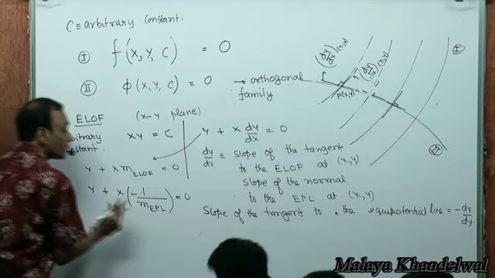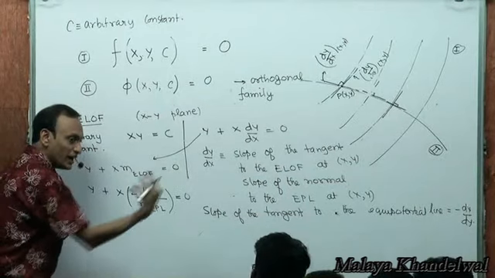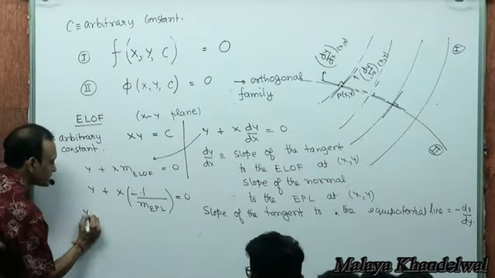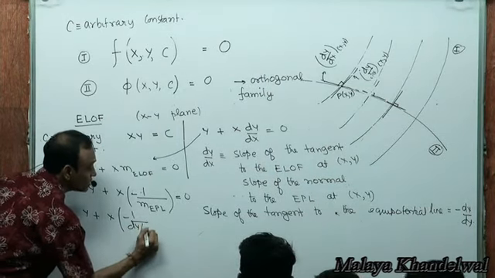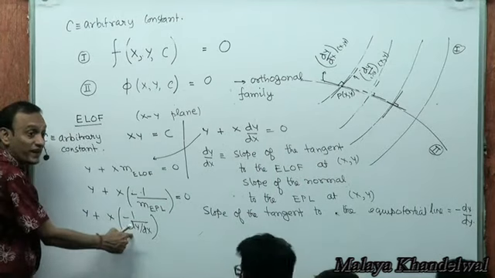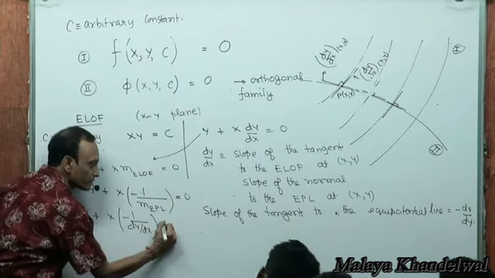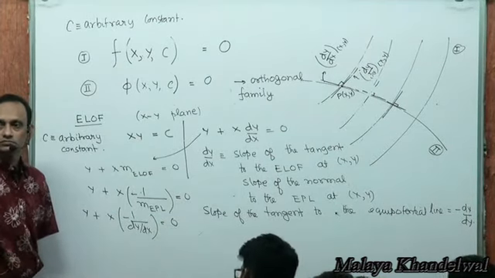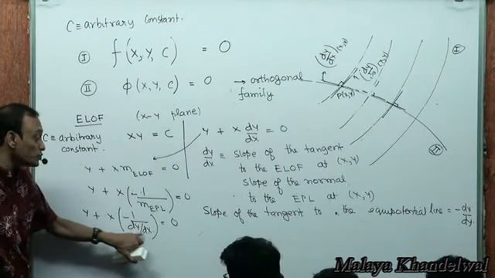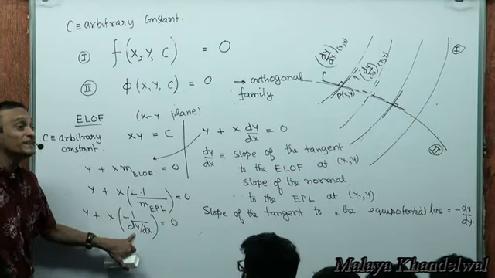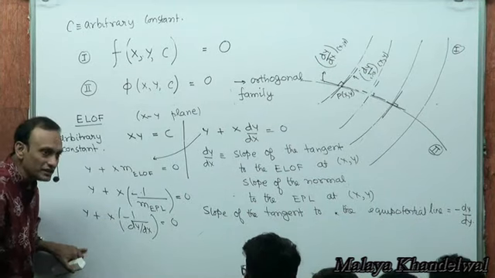Right? But the slope of the equipotential line would be the dy/dx for the equipotential line. That means y plus x into minus 1 by this dy/dx, which is the slope of the equipotential line at x comma y, equal to 0. Yes or no? So when I solve this equation, this y in terms of x will give me the equipotential line. At x comma y, this is the condition enjoyed by the equipotential line.